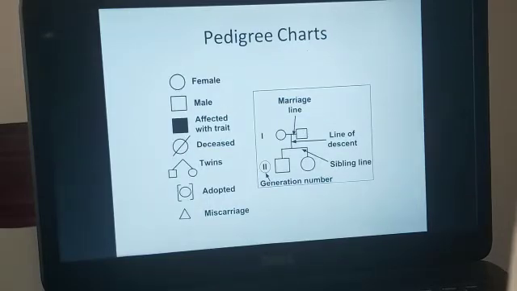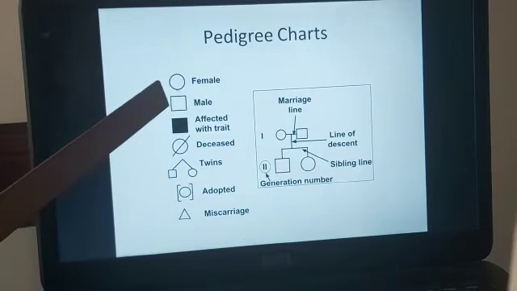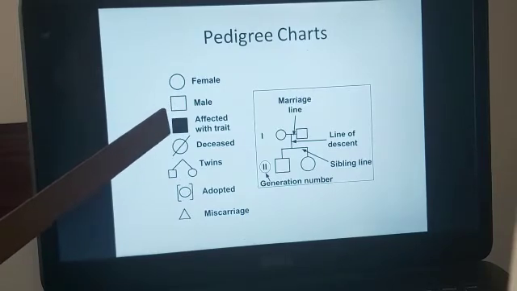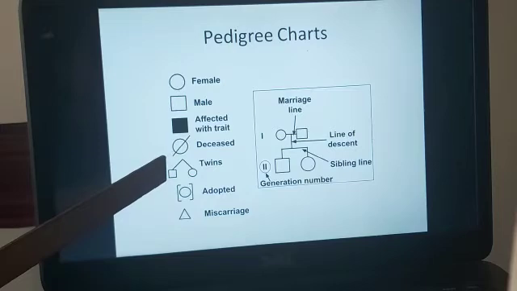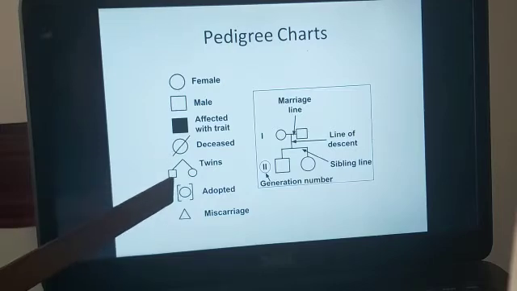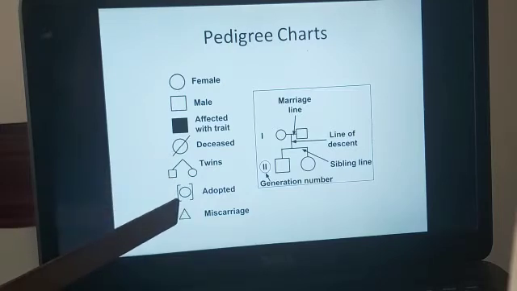Now children, one more part is left in this chapter. This is known as pedigree charts. Now here let us first understand the keys of the pedigree chart. In the case of pedigree chart, the circle indicates female, square box indicates male, and if the circle or square box is having a dark color inside it, it means that affected, means suffering from a particular kind of genetic disease. This indicates deceased, means dead person. This indicates twins, adopted, and the triangle indicates miscarriage.